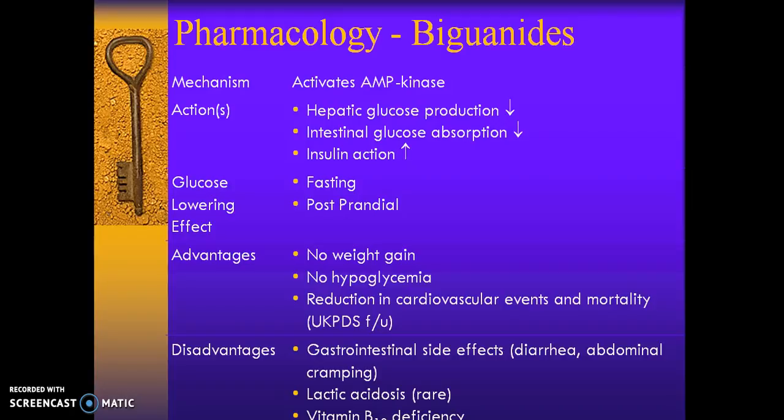And the disadvantages or the side effects are diarrhea, abdominal cramping, lactic acidosis, and vitamin B12 deficiency. The contraindication of the biguanide class of the drug is reduced kidney function. It means the persons who suffer from kidney disease should not use it.